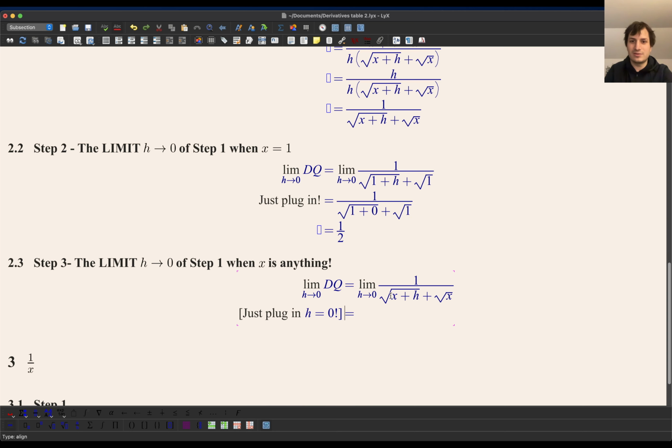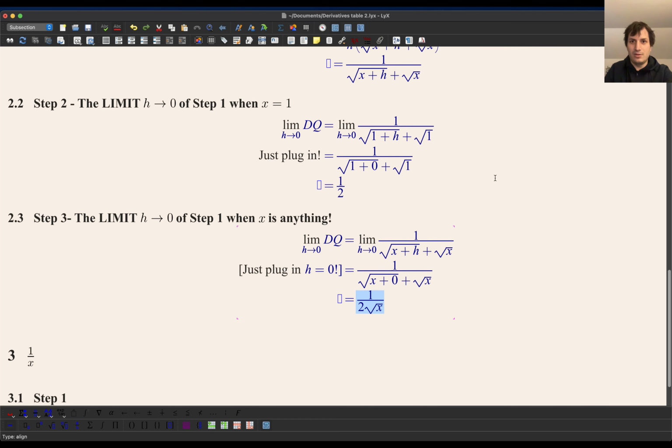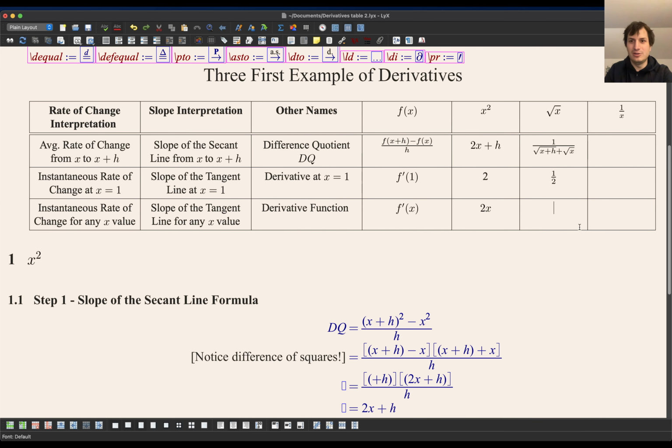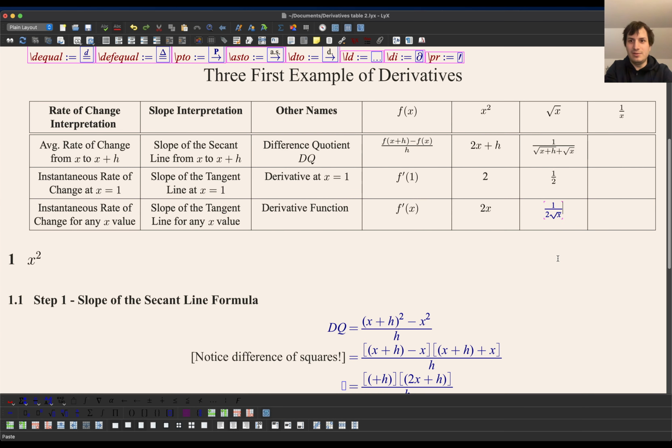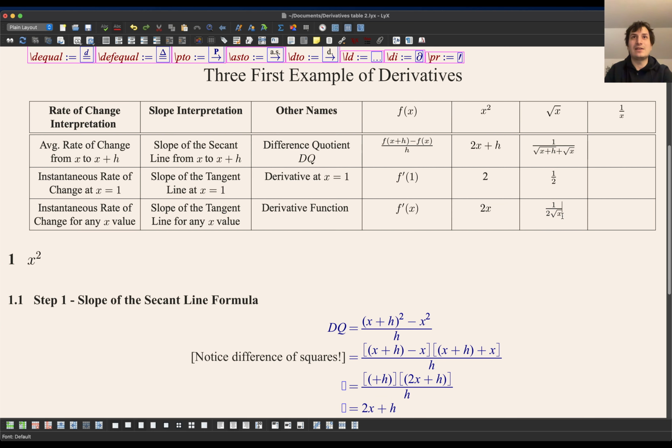So all our work with limits pays off now because we know this technology of just plugging in. And what do you get? You get 1 over the square root of x plus 0 plus the square root of x, which is 1 over 2 square root of x. Very nice function, 1 over 2 times the square root of x. Alrighty. So let me fill this in on our table. Oh, we got to fill it in math mode. Okay, there we go. 1 over 2 times the square root of x.